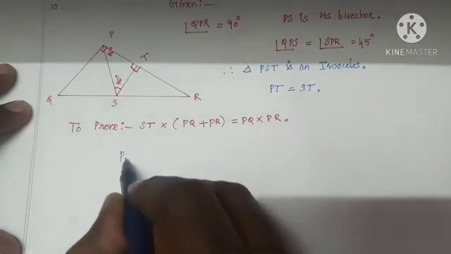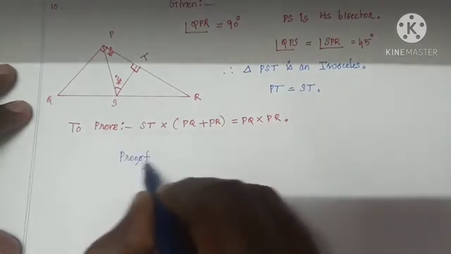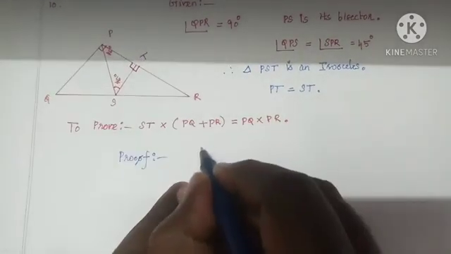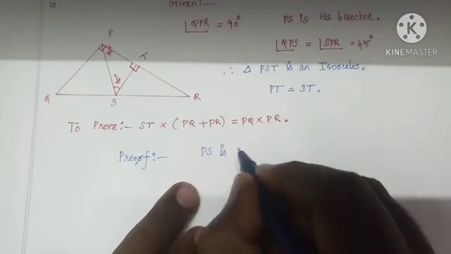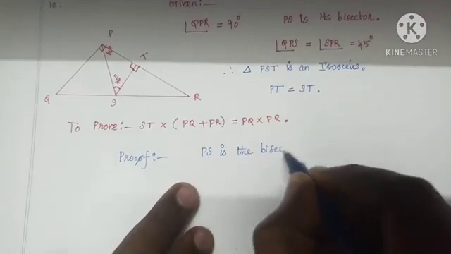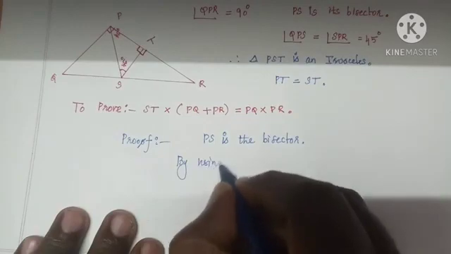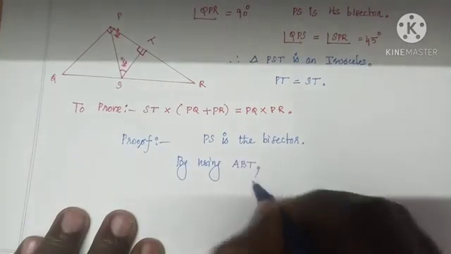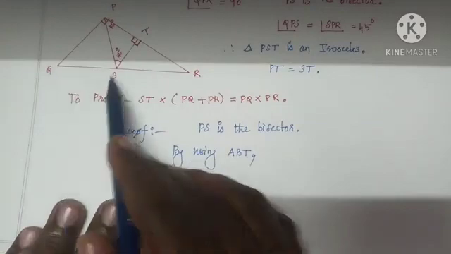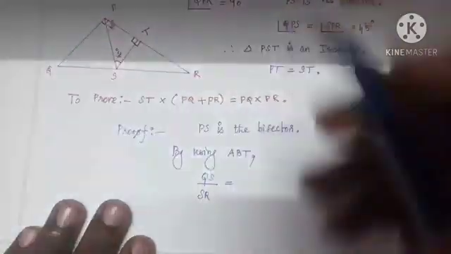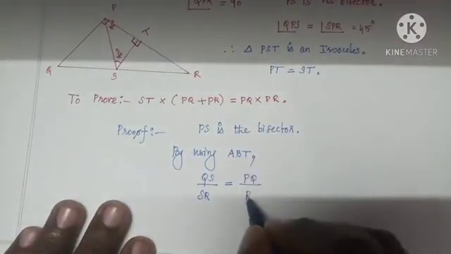Proof. First, PS is an angle bisector. By using ABT, the angle bisector theorem, we can write QS by SR is equal to PQ by PR. You know this, you have learnt. So QS by SR is equal to PQ by PR.